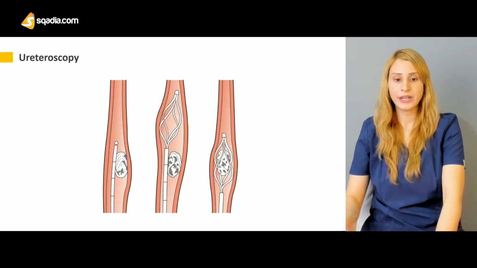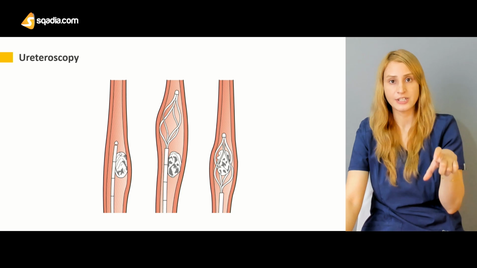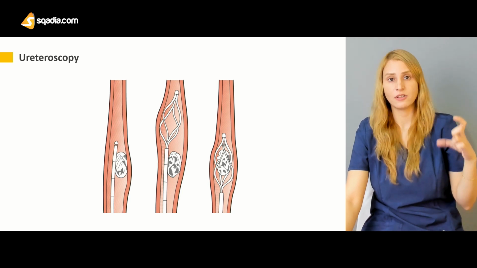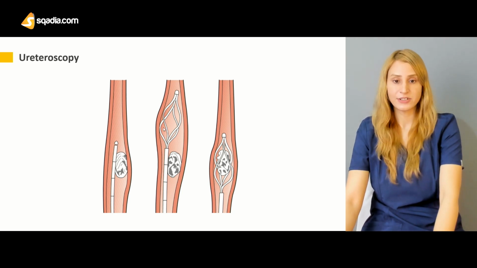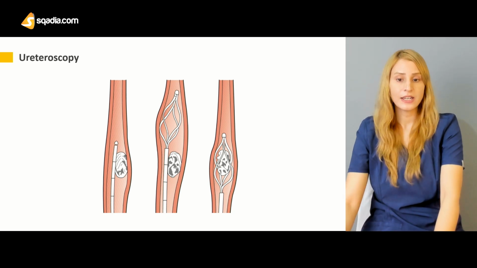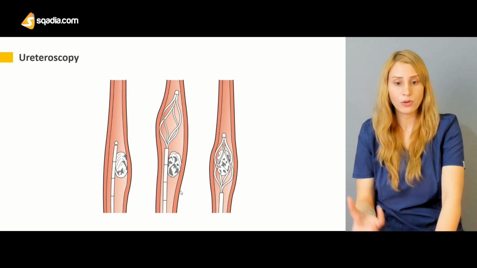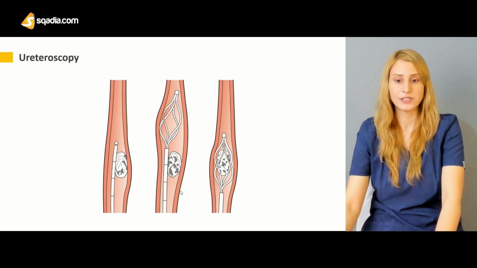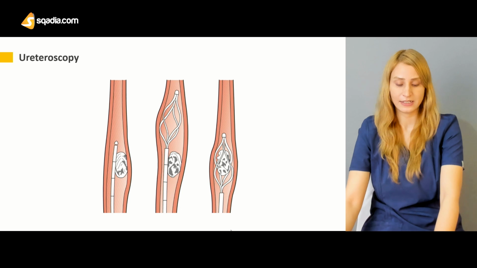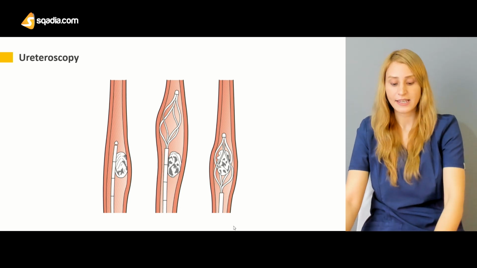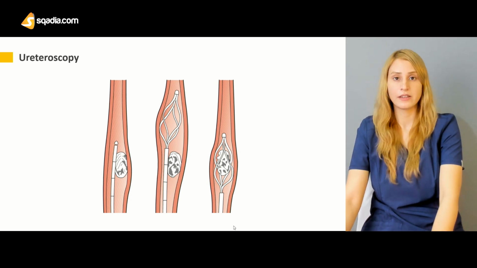So again, this is a picture of first inserting the ureteroscope. There's a catheter along with that, and this is the retrieval basket. So what you do is you just insert it, there's a stone, open it up, and hold that stone in this retrieval basket, and then you can just pull it back. That's how you can remove the stone with the help of ureteroscopy.